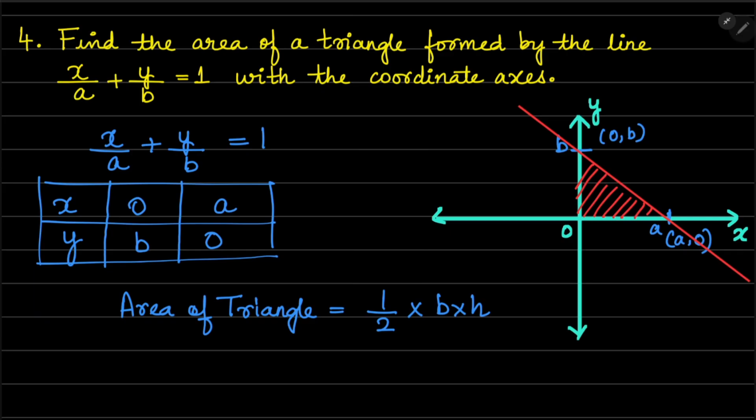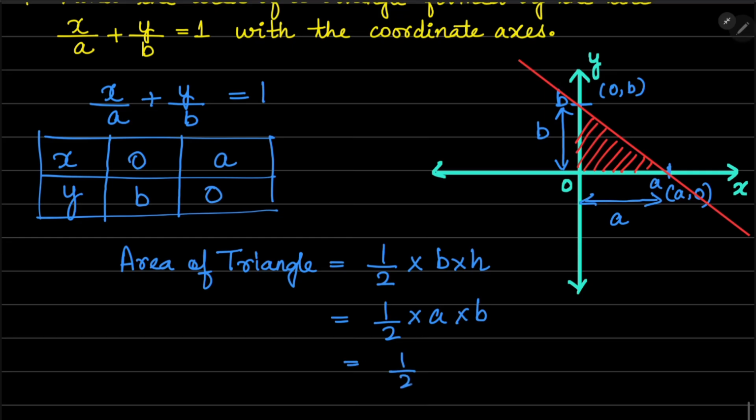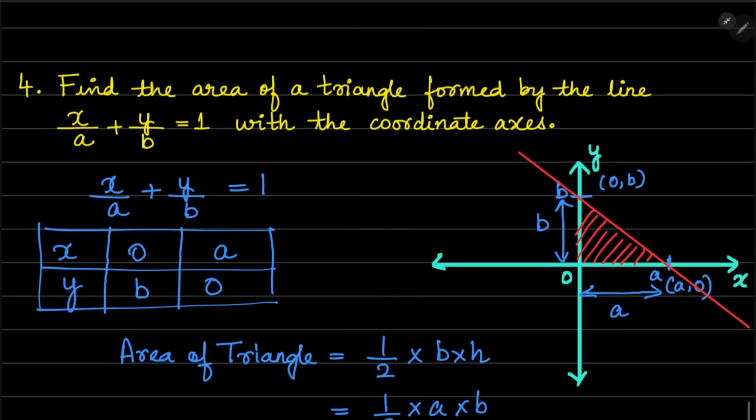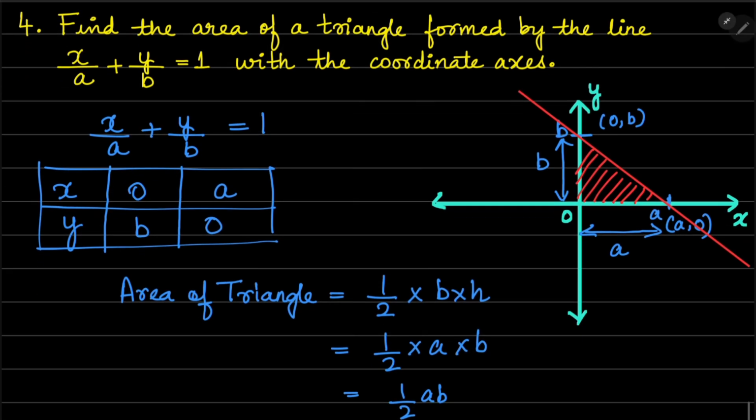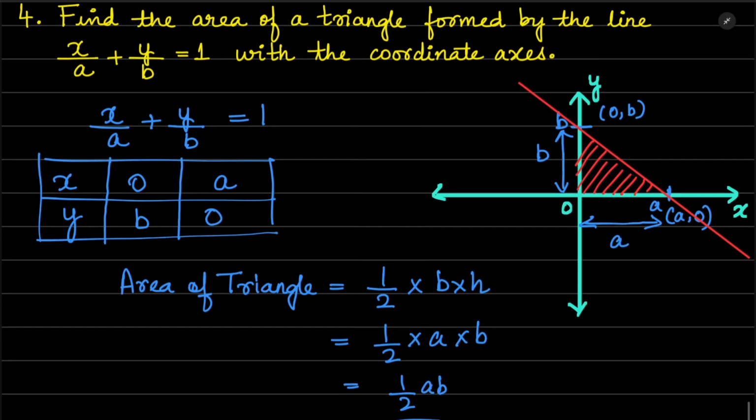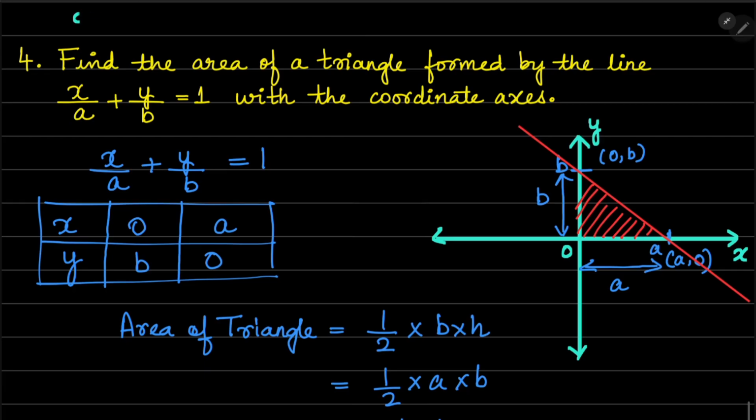What is your base here? This is your base, right? Let this be your base, which is A. And what is the height of the triangle? It is B, right? Base is A, so half into A into B. Okay, so half AB is your final answer. This is the area of the triangle. A very easy question, but yet a very important question. Okay, so this question is important.